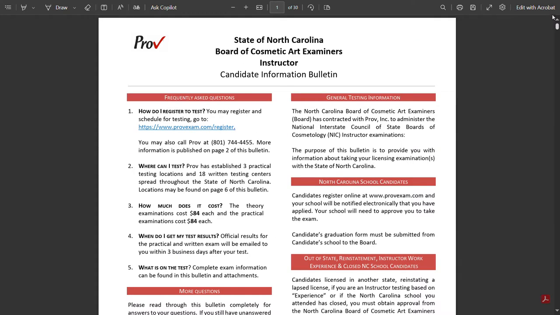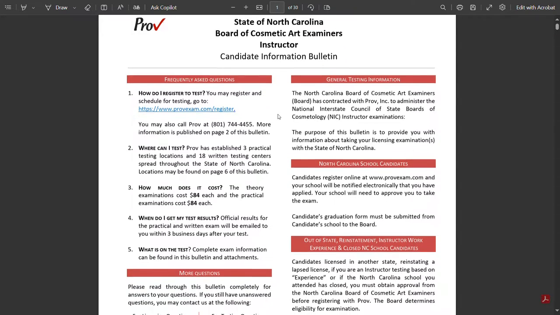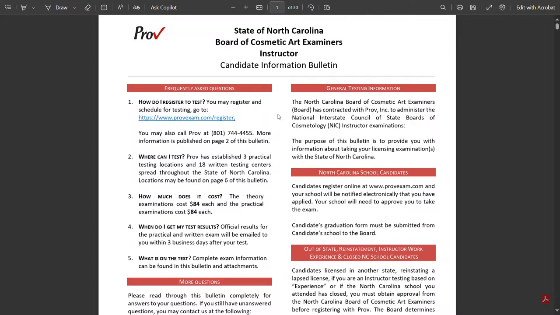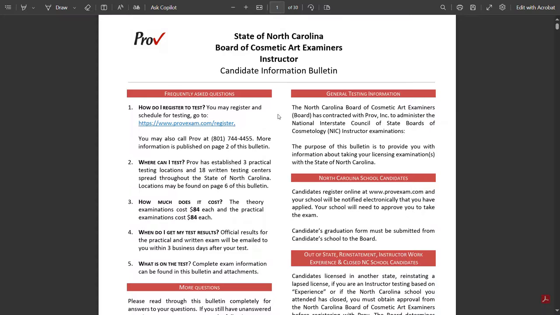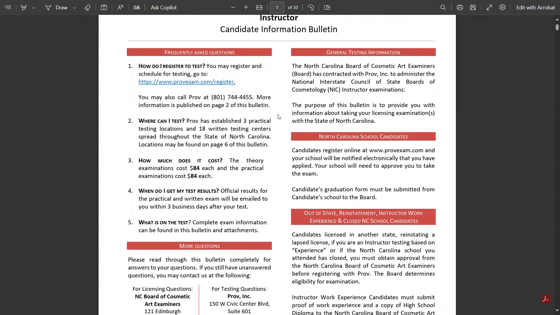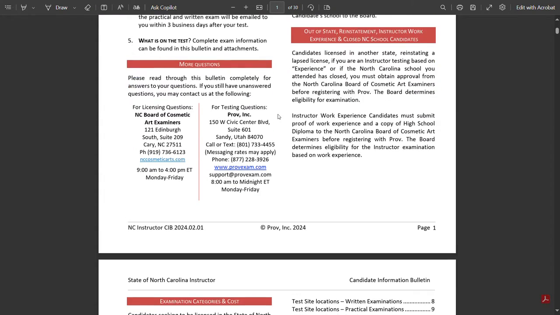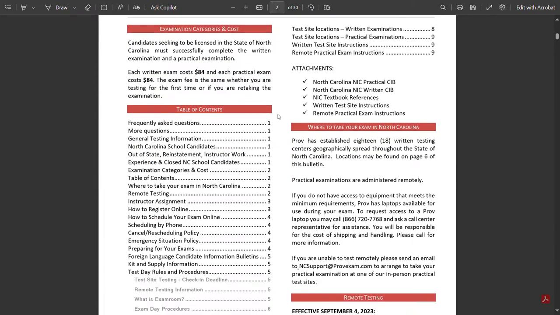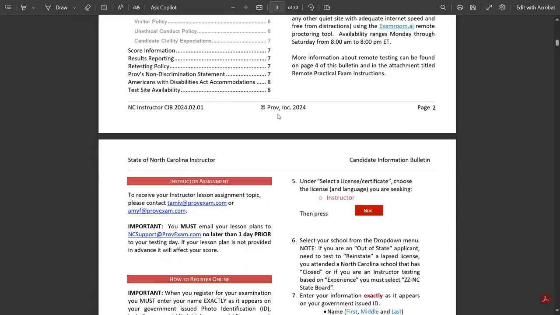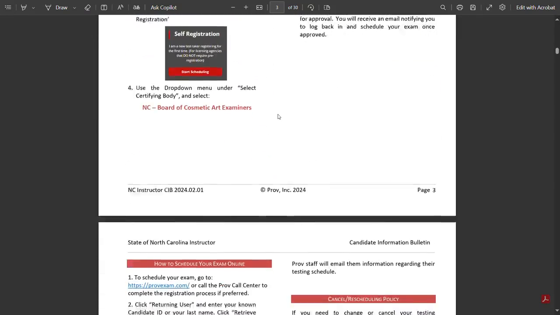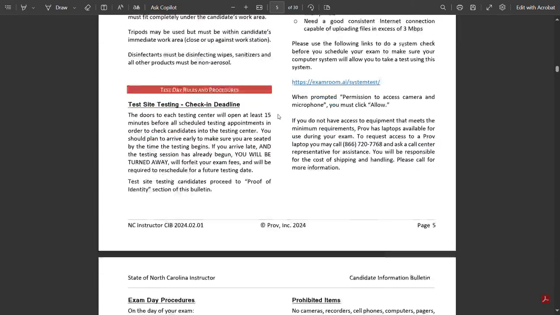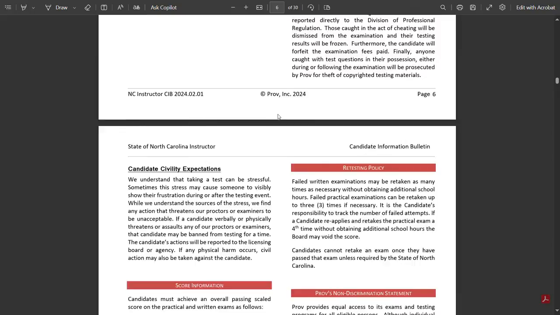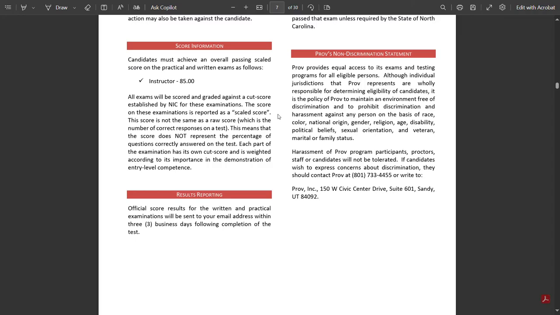The top portion of the document is going to be state-specific. I'm not going to go over this here in the video, because it's going to be different depending on where you're testing. Just make sure that you take a look at that and read through it, because it's going to outline procedures as far as applying for your exam, how to take your exam, where to take your exam, how to schedule, ADA procedures, things like that.